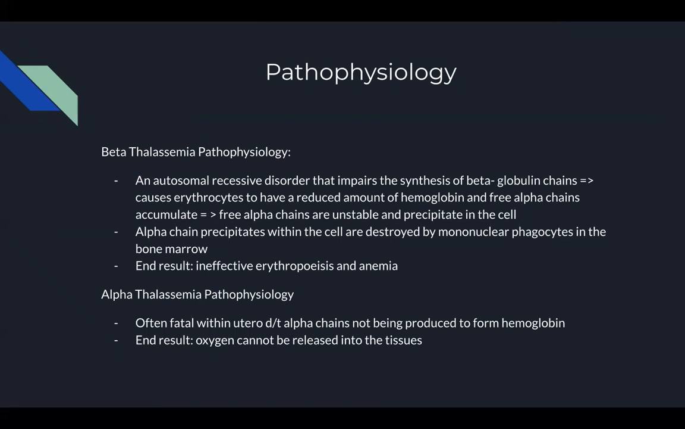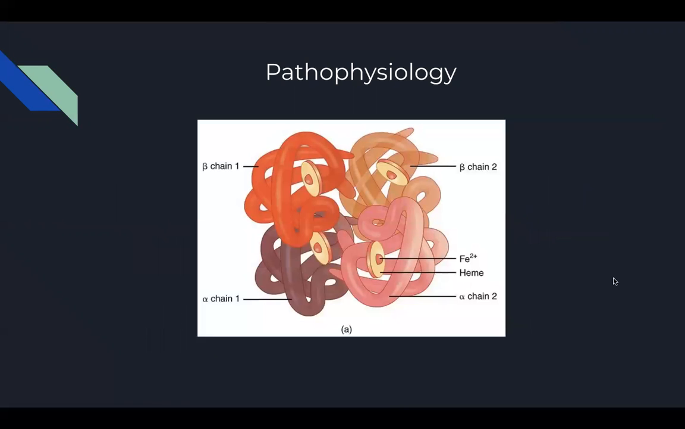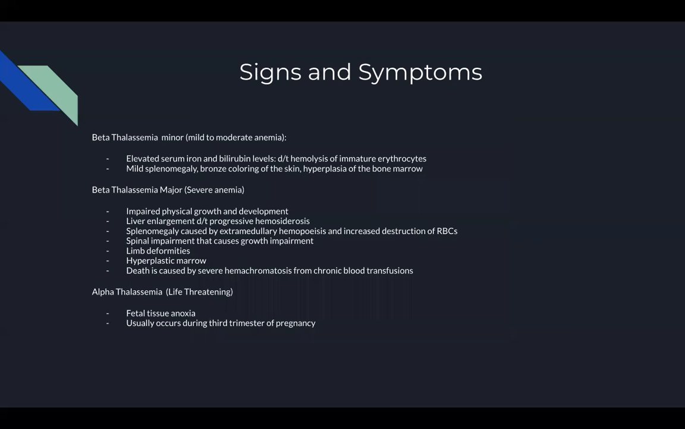In alpha thalassemia pathophysiology, it often occurs in utero, and these chains do not end up forming, with hemoglobin not being formed at all. And as you can see in the next slide, these alpha chains are very important in holding together a hemoglobin molecule. And without the alpha chains coming together, you do have in utero fetal demise.